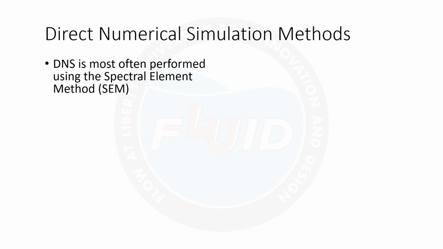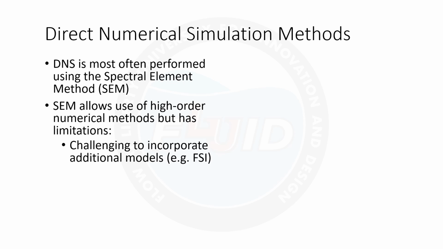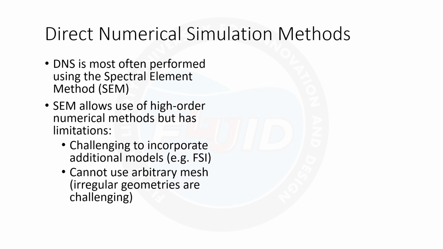Historically, DNS has been done using what's called the spectral element method. Now, the spectral element method allows the use of high-order, really efficient numerical methods, but there are some key limitations. First, it's challenging to incorporate additional models. The particular example that was a problem for us is fluid structure interactions, whereas other solvers like ANSYS Fluent have those incorporated already. Second, you're limited in your mesh.